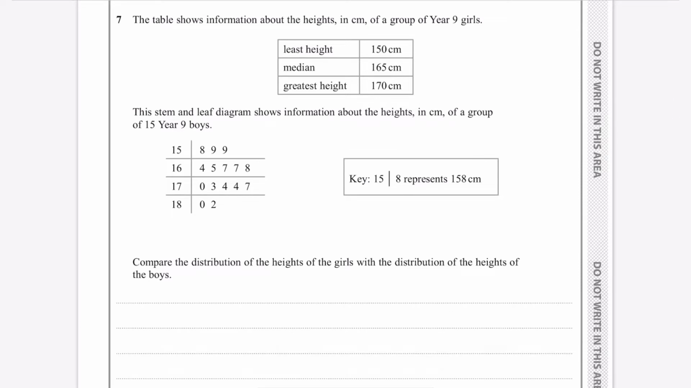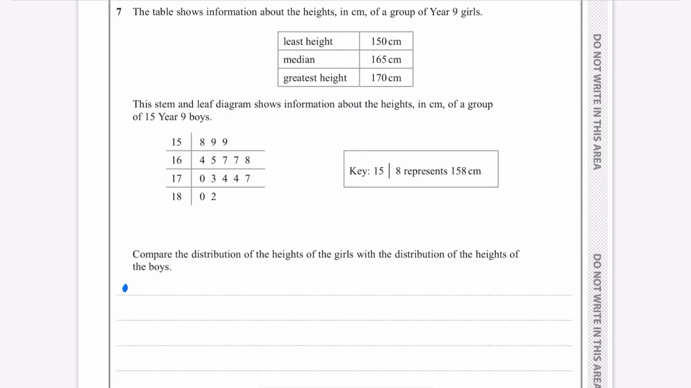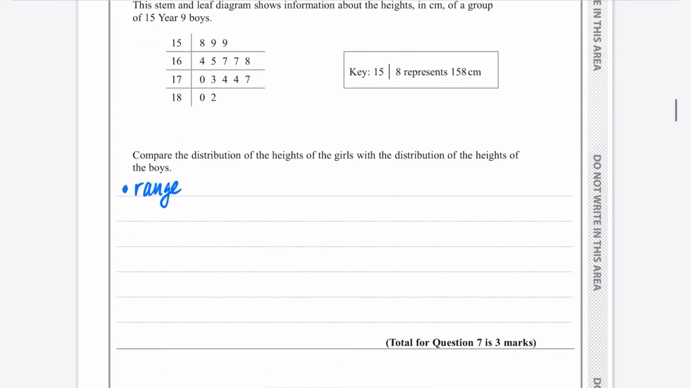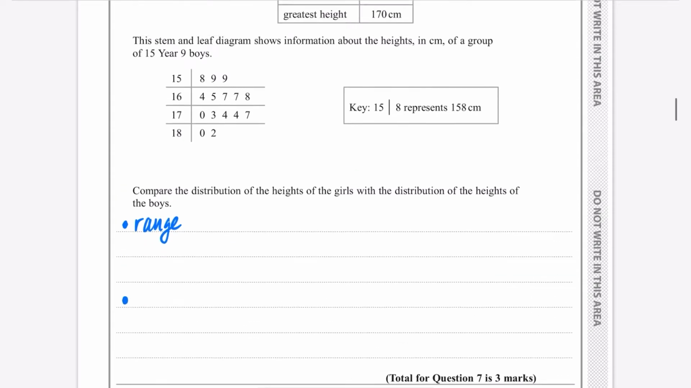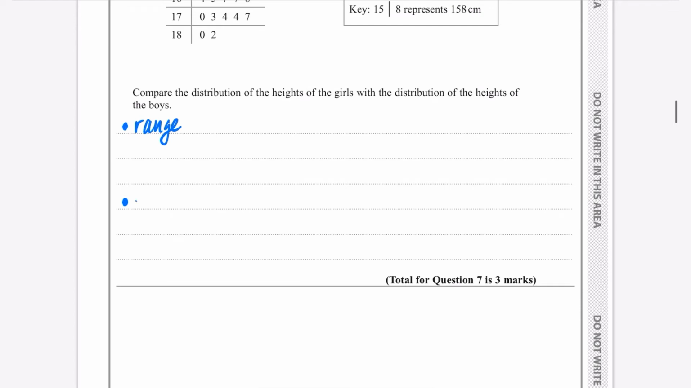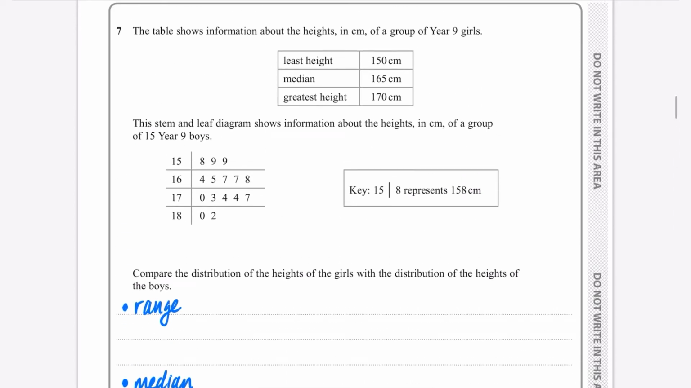Well, when you have these compare questions, they want us to compare two things. They want us to compare the range for one of the things, and then the other thing they're going to want us to compare is an average. And I think in this case, because they've told us the median, they're going to want us to compare the median. So let's just quickly work out what the range is of the girls. The range is going to be the biggest, take away the smallest. So the range is 170 take away 150, which is 20 centimeters.